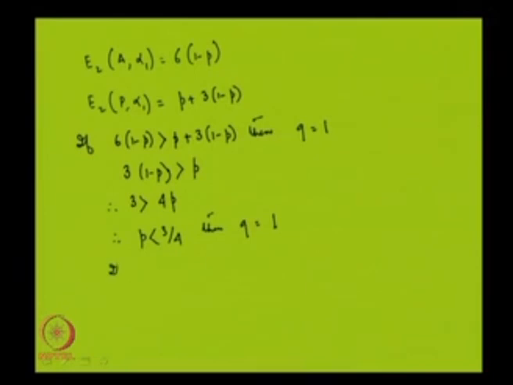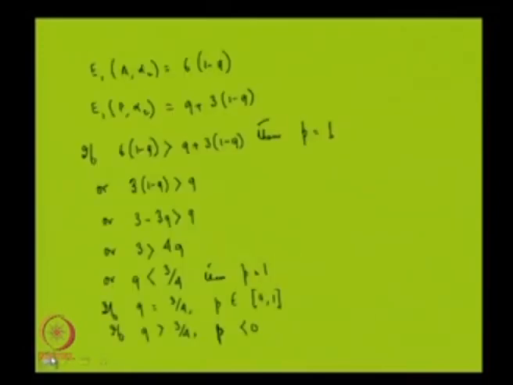Similarly, if p is greater than 3/4, then q will be equal to 0. If p is just equal to 3/4, then q can take any value between 0 and 1. So, the best response functions will be the following. If q is less than 3/4, p is equal to 1.